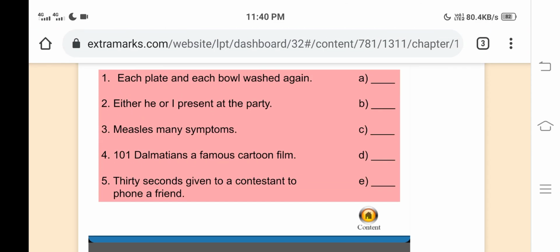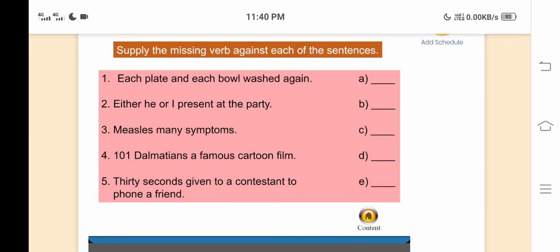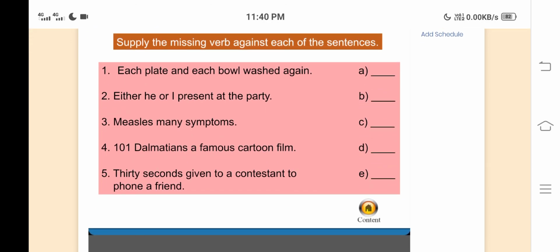The verb is missing in each of the following sentences. Write the missing verb in the space given in front of the sentence.